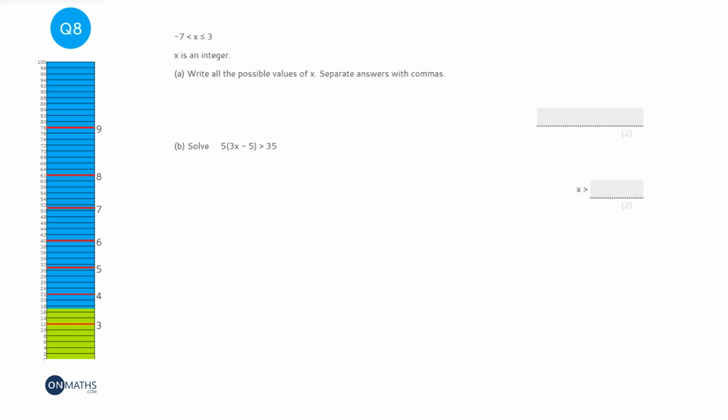So inequalities, what are they? They just mean instead of x equaling something, x is greater than or smaller than something. So x can normally have lots of different values. Now, this statement here is really important. Integer just means a whole number. So we know that x can't be a half because that's not a whole number.